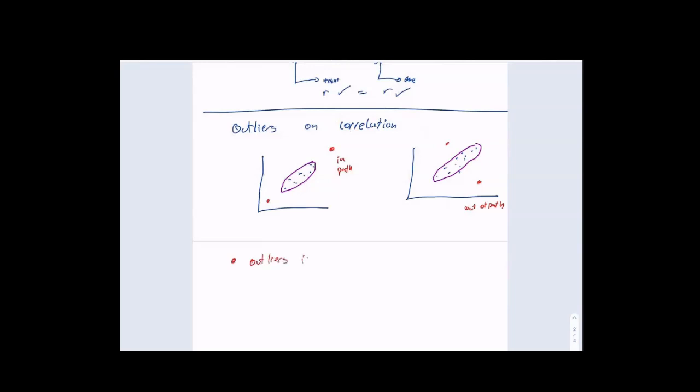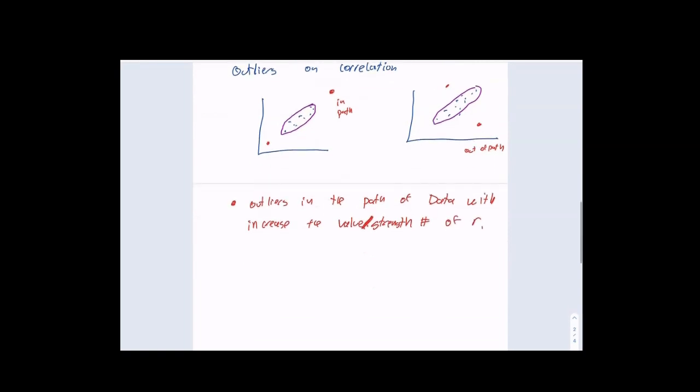Outliers in the path of data will increase the value/strength number of R, but it doesn't actually do that. So it'll make R appear stronger. And this is also true: if my points go down and I have an outlier down here, this point increases R.